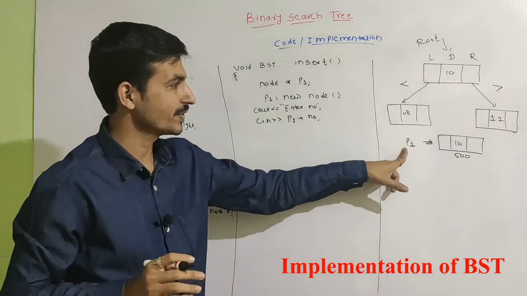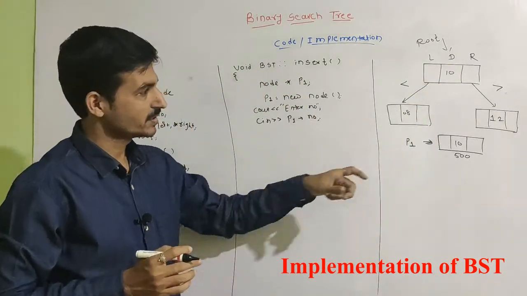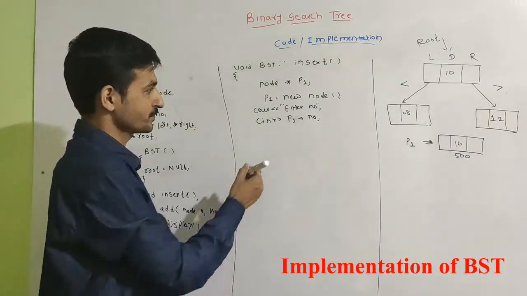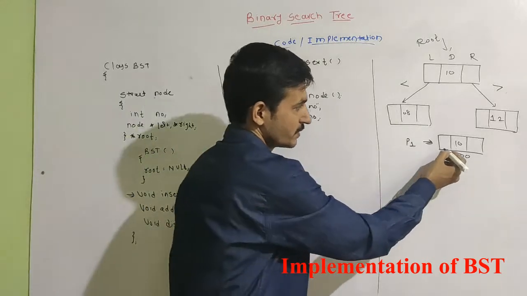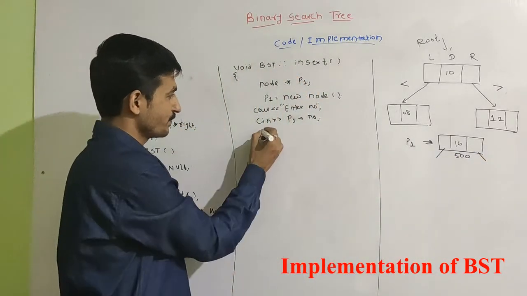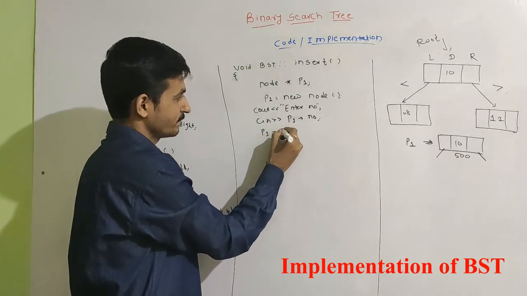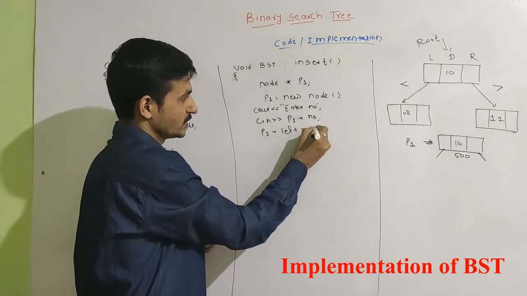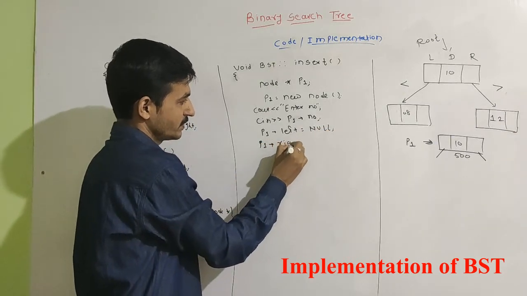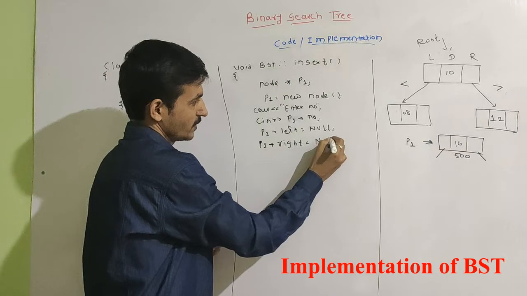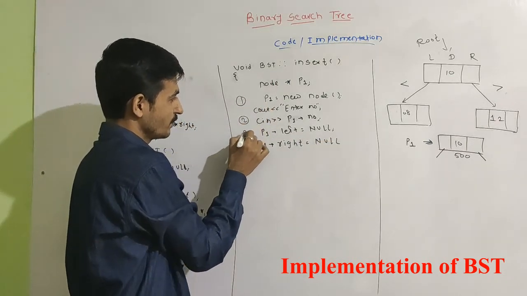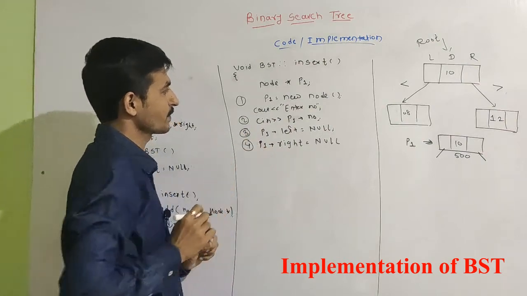So first I'll create a node P1 and allocate the memory for that node. Then I'll read the number from the user and store it inside P1 of number. Then we have to make the left link and the right link null, because we are creating a single node. So P1 of left is equal to null and P1 of right is equal to null.